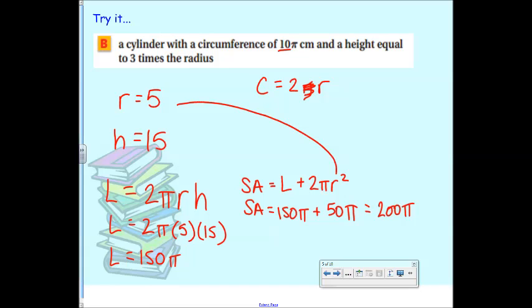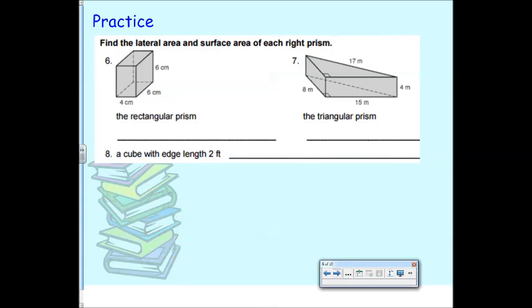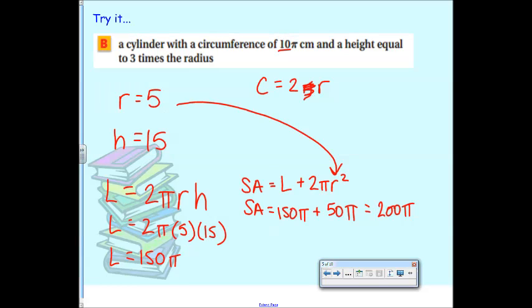All right, so surface area will always be lateral area plus 2 times the bases. So it makes sense then to find which one first? Well, the radius first. You need the radius, but then it makes sense to find lateral area before you find surface area. Wait. I'm still getting this. Okay. All right. If you're ready, go ahead and do the 2 practice ones on your board.